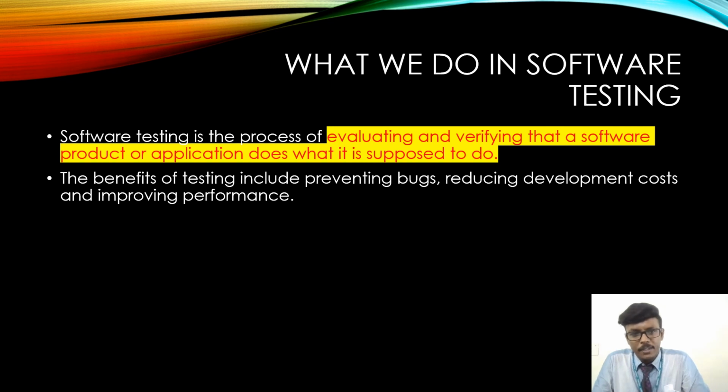What do we do in software testing? Software testing is the process of evaluating and verifying that a software product or application does what it is supposed to do. See, we are creating software for a specific purpose, right? Whether the purpose is achieved in a proper way, that we have to verify and evaluate. So that's what happens in the software testing process. The benefits of testing include preventing bugs, reducing development cost, and improving performance. When we talk about software testing, suppose there is a bug and it goes unnoticed, what will happen? It will create severe damage.